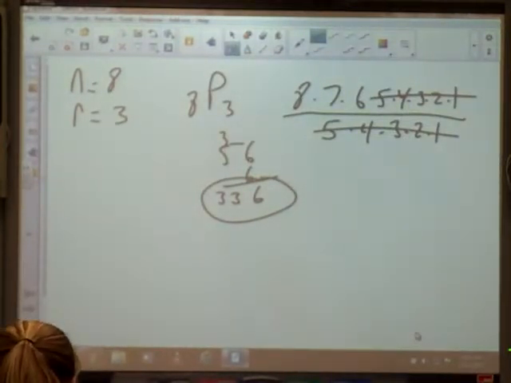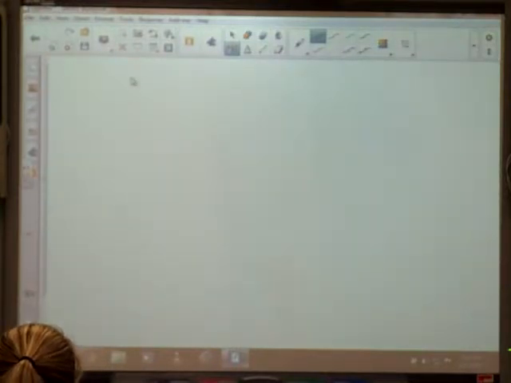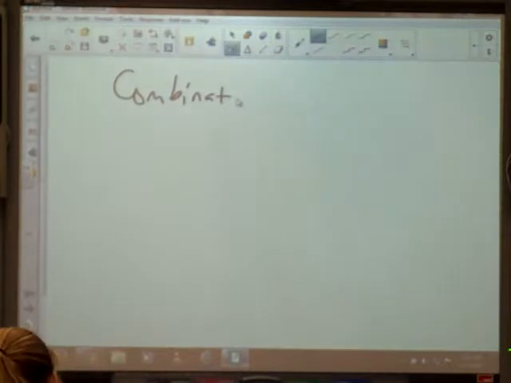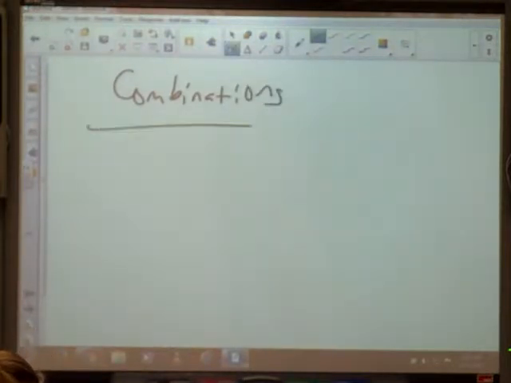Yep. Combination is just as easy. The formula is just a little bit different. Alright, combination. I'll start you off with the page on combinations like I did permutation. Combinations is a selection where order is not important.